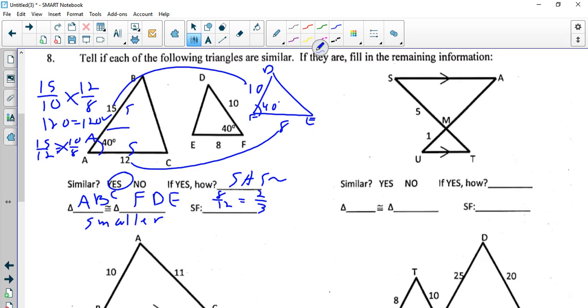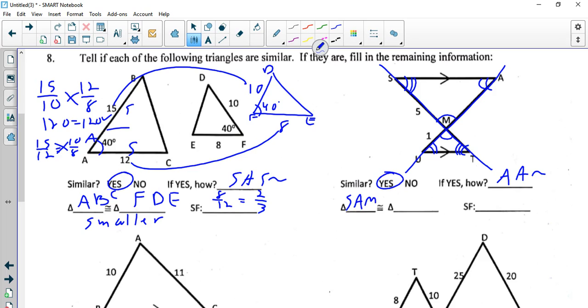Okay, this one's interesting. We have parallel lines. ST is a transversal, so is AU. So what we end up with is, first off, we know we have vertical angles. Let's get that way first. This is congruent to this, and this is congruent to that. So right off the bat, we know that these are similar by our AA similarity. And then I can say SAM.